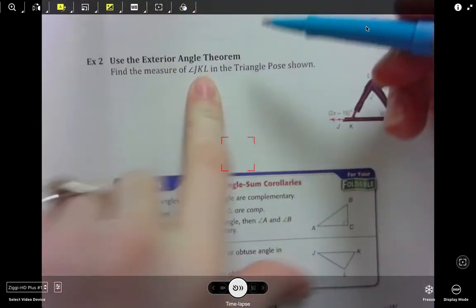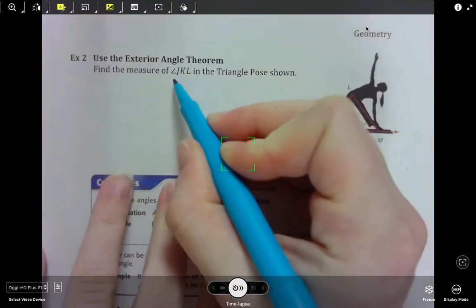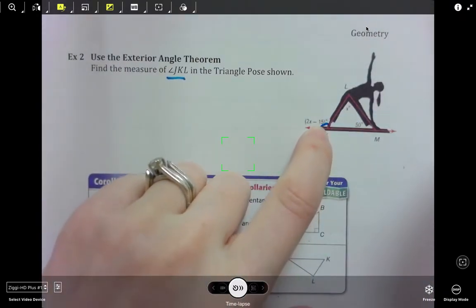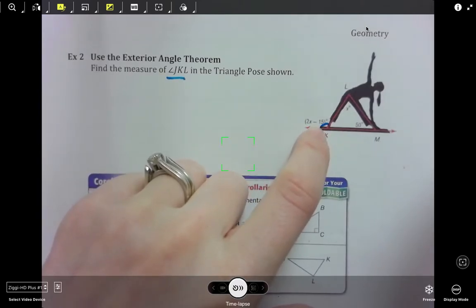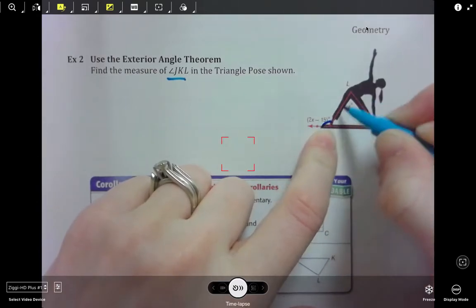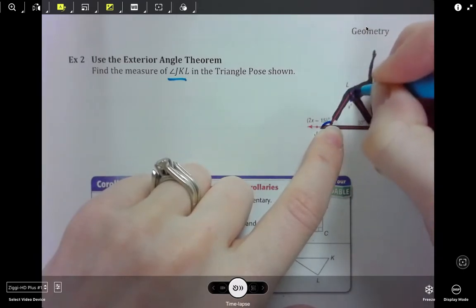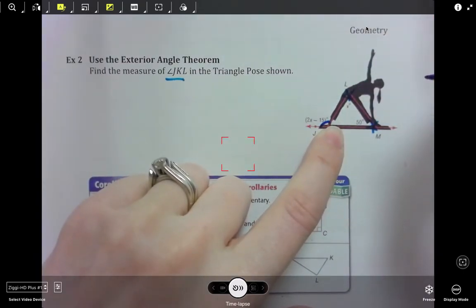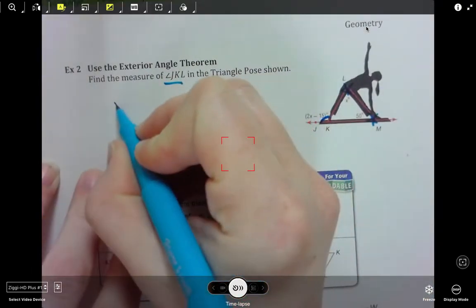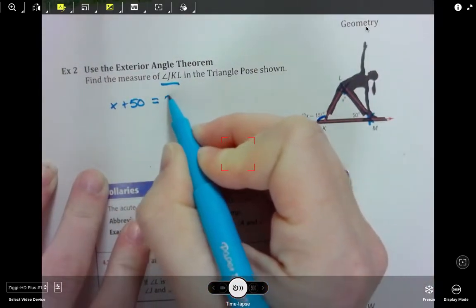They want us to use the exterior angle theorem to find out what x is and ultimately find the measure of JKL. JKL is this angle right here. They've got an algebra expression for us: 2x minus 15 is the exterior angle. Exterior means on the outside, and that exterior angle has to be the same as the two opposite ones added together. The two opposite ones added together would be x and 50. So x plus 50 has to be equal to the exterior angle, 2x minus 15.